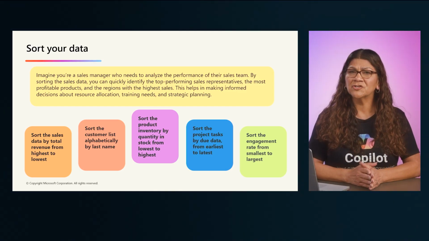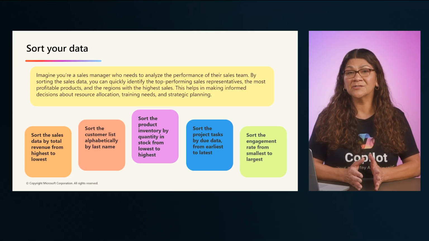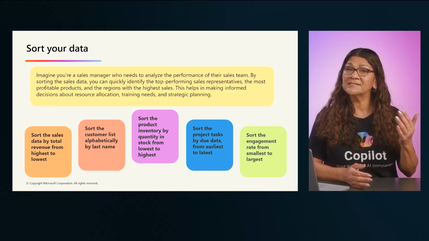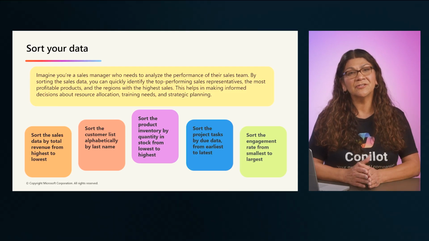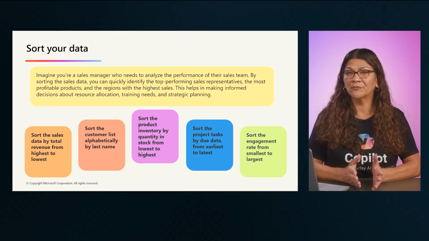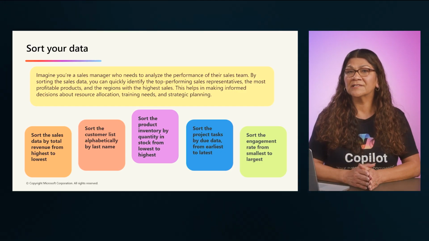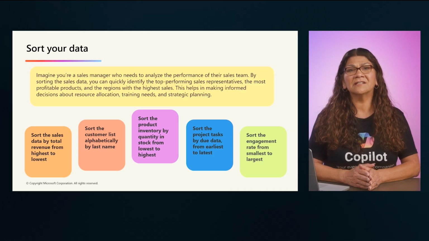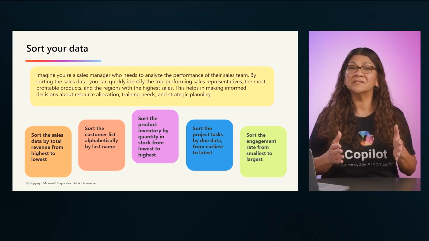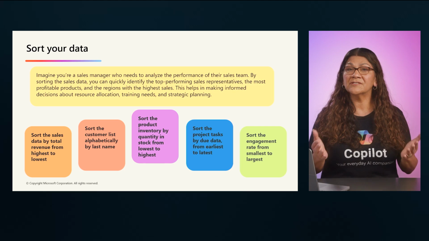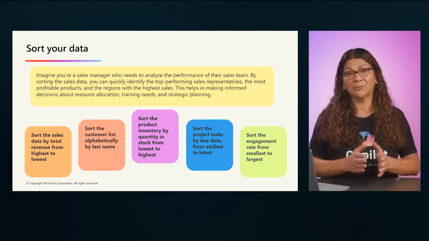Consider a sales manager reviewing quarterly performance data by asking Copilot to sort sales data from highest to lowest revenue. The manager can immediately identify top performers, spot underperforming regions, and see which products drive the most value. This clarity supports smarter decisions around coaching, resource allocation, and strategic planning.